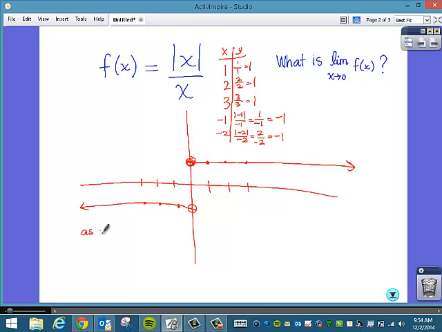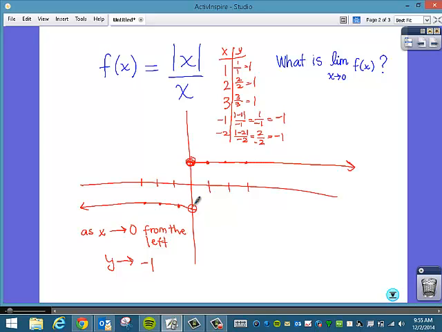So as x approaches 0 from the left, as we get closer and closer to 0, coming at it from the left, y approaches negative 1. Our y value is negative 1. So as x gets closer and closer to 0, the y value that I'm approaching is negative 1.